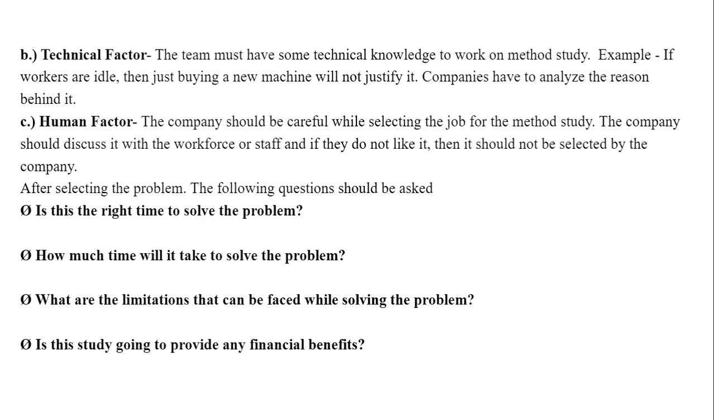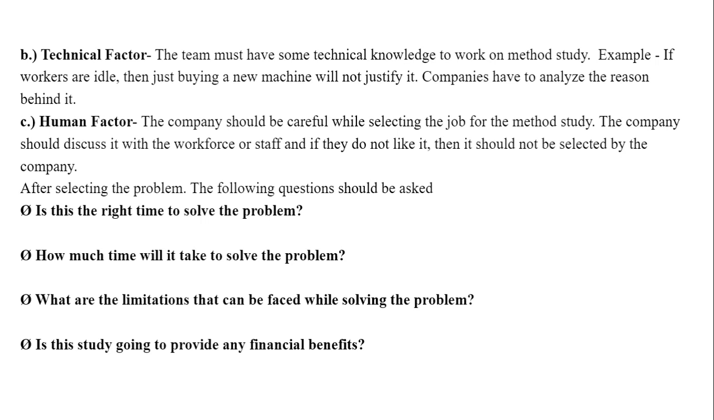If you go to the technical factor, the team must have some technical knowledge to work on method study. Like if a worker is idle, then just buying a new machine will not justify it. So companies have to analyze the reason behind it. And the human factor is that the company should be careful in selecting the job for the method study. The company should discuss it with the workforce or staff, and if they do not like it, then it should not be selected by the company.